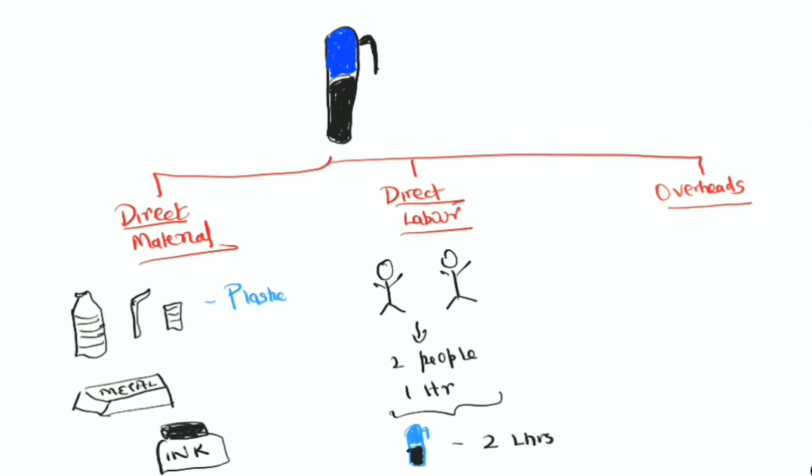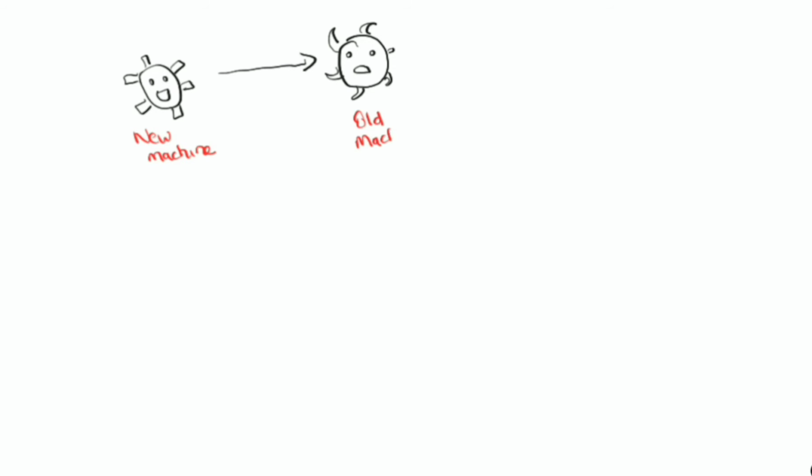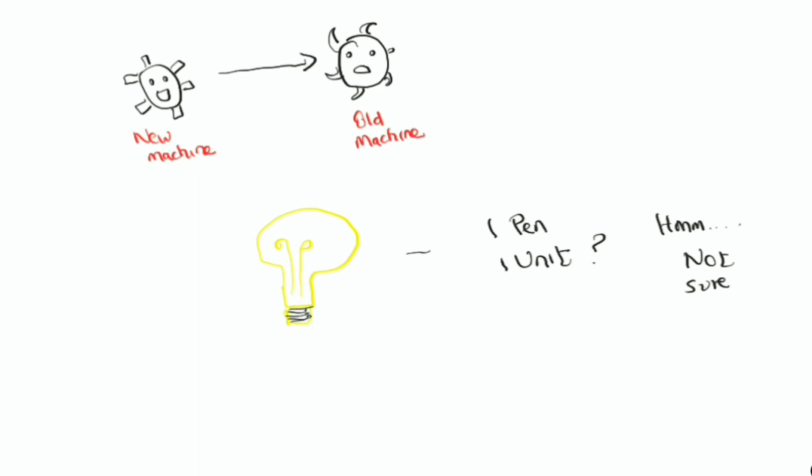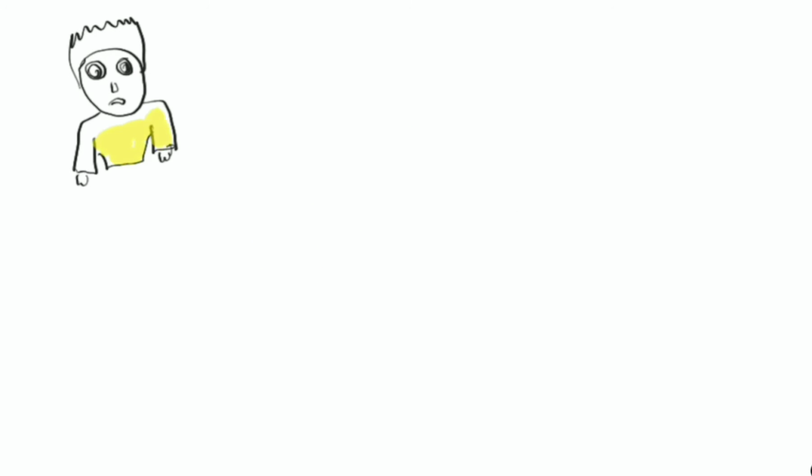But then, when we get to the overhead component, things begin to get tricky. For instance, would it be possible to ascertain the exact depreciation involved per pen? Or say the exact electricity cost per pen? Probably not. This leaves Mr. Paul's cost accountant in a state of confusion. Since overheads are indirect costs, they are not directly ascertainable with the product.